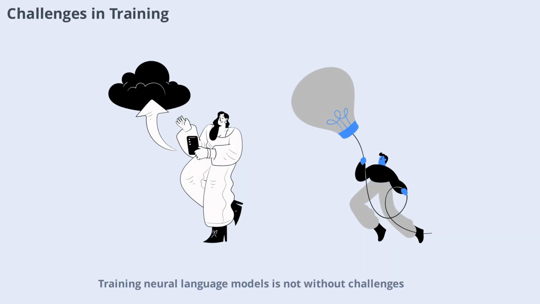Training neural language models is not without challenges. Issues like data quality, computational cost, and model bias can impact results. Addressing these challenges requires careful planning, robust data pipelines, and ongoing monitoring. Despite the obstacles, advances in research and technology continue to push the boundaries of what's possible.